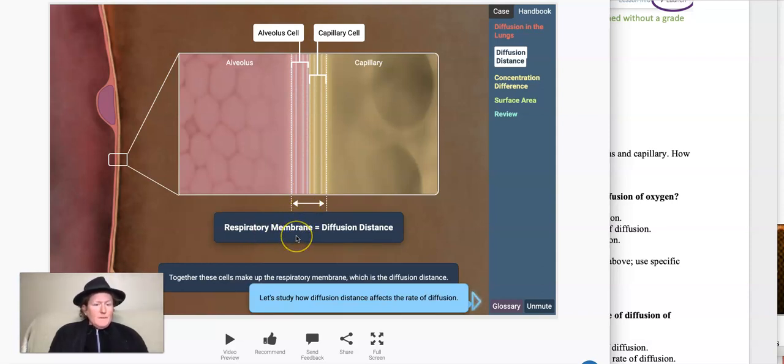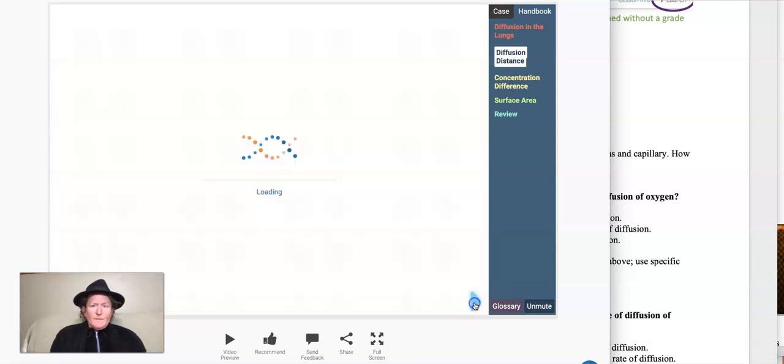So the respiratory membrane, the size of that membrane is equal to the diffusion distance. The smaller the diffusion distance, the faster oxygen is going to enter your blood. If those cell membranes, for some reason, puff up or swell up, it's going to be a further distance for oxygen to cross, and it's going to be very difficult for our patient to breathe.